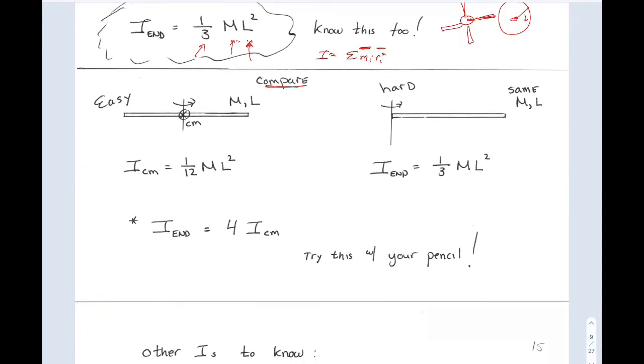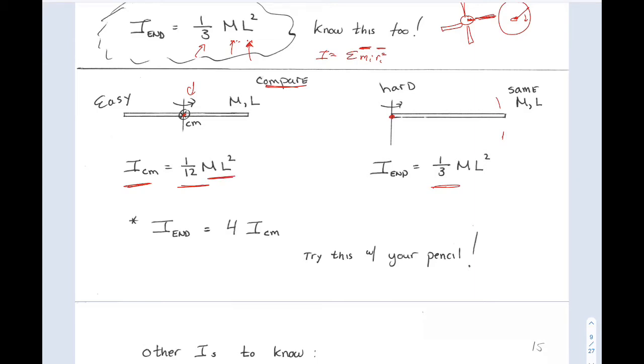Now let me compare the two. This is the first one we did, rotating your pencil about the center of mass, like doing the rubber pencil here, rotating about almost the center of mass. Here it is the center of mass, versus holding it here and trying to rotate the whole thing. So that was a 1/12 and that was a 1/3. So if you can remember, one's a 1/12 and one's a 1/3.